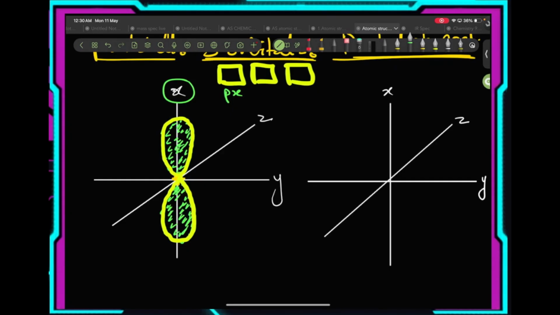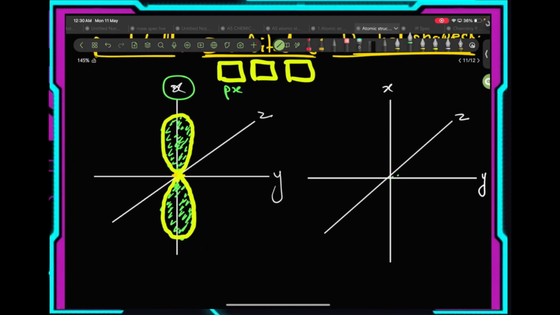What about the p in the y direction? Has the same shape, but it is along the y-axis. So basically, it would have a shape like this. A maximum electron density in this area along the y-axis. So if I outline this too, does it have the same dumbbell shape but in the y-axis? Exactly, right? So this is the py orbital.